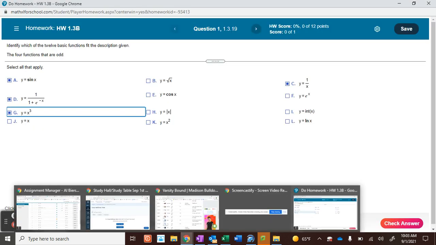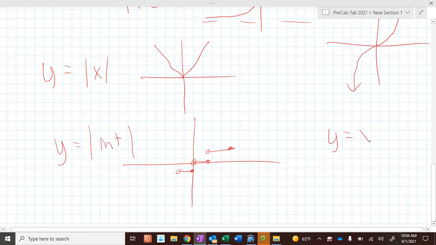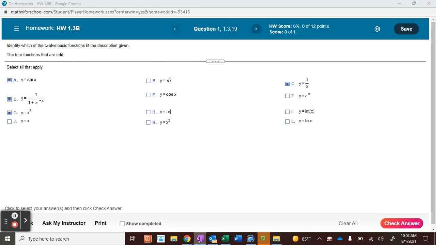All right, y equals x. Uh-oh, I think I'm in trouble here. Y equals x. Looks like that. Even or odd? That's an odd function. Flip and flip. Uh-oh. What's my problem? I've got more than four odd functions, don't I? One of them's wrong. I'm thinking this one's wrong. I don't think that's odd, because if you flip and you flip, I'm not so sure. I don't think that one's odd.